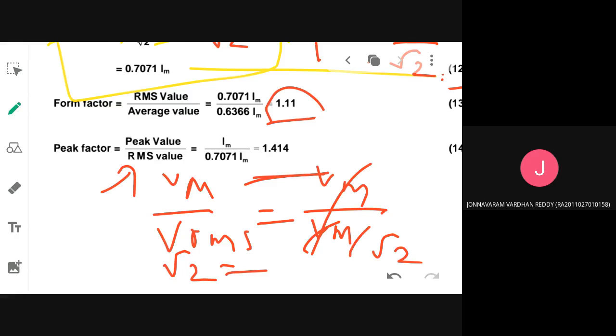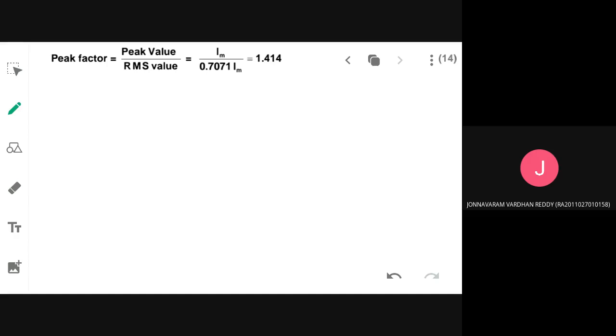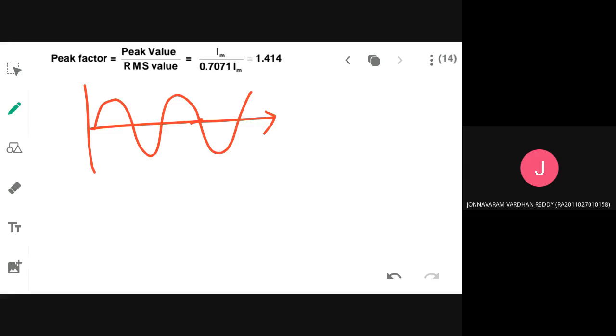What are the four values you have derived? Peak value, average value, RMS value, form factor, and peak factor. Okay, final summary I will give you. Suppose this is the waveform that you have been given, which may be V or I, theta is equal to omega t. Then tell me what are the four values that you have derived. What is your V average, what is your VRMS, what is your form factor, and what is your peak factor?